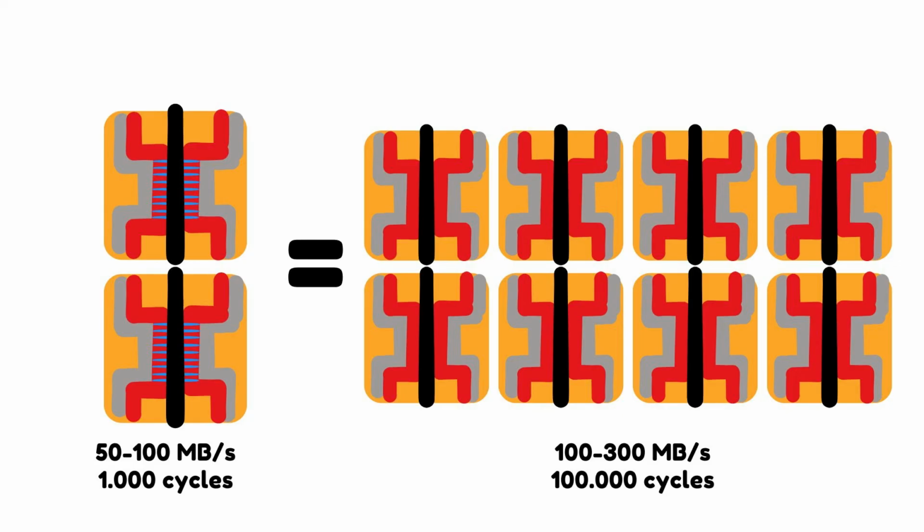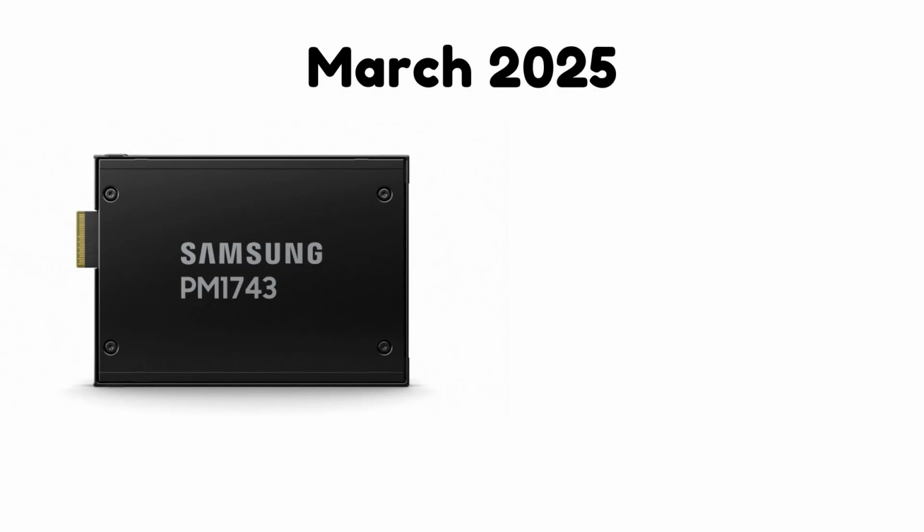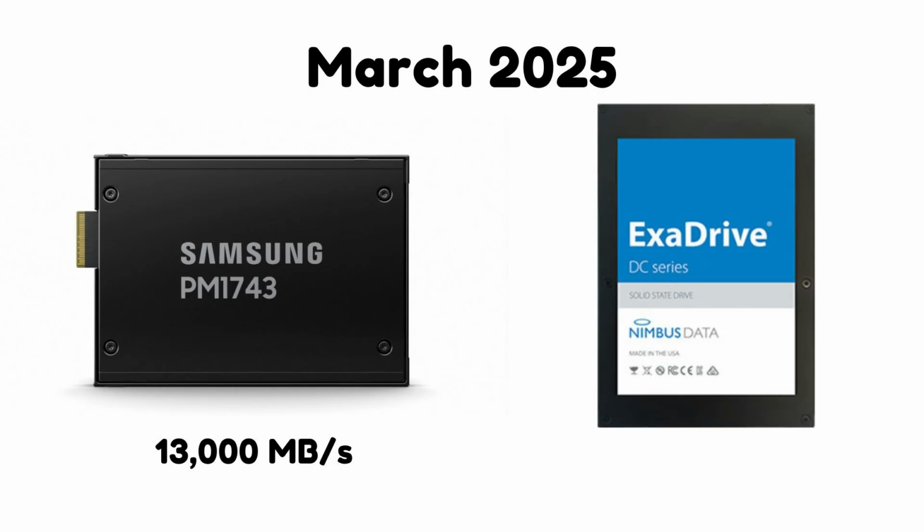As of March 2025, the fastest SSD available is the Samsung PM1743 with a sequential read speed of up to 13,000 megabytes per second. Meanwhile, the largest SSD is the Nimbus Data Exadrive 100 terabytes, offering an enormous 100 terabytes of storage in a single drive. With a price tag of up to $40,000.